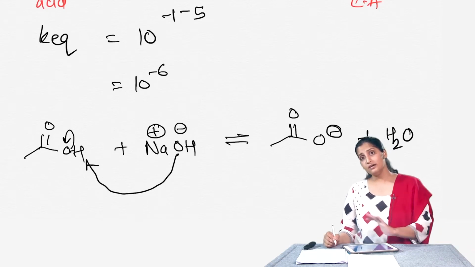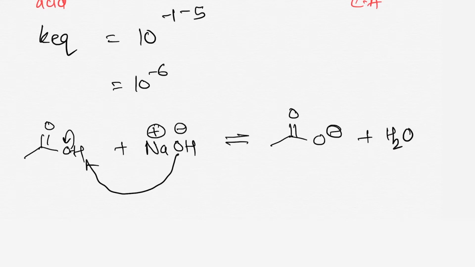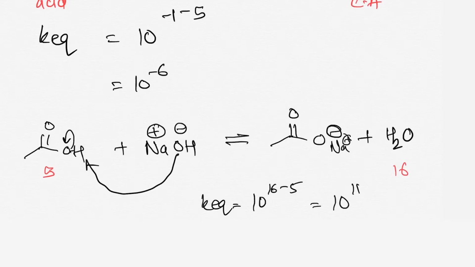Now, let us look at the Keq for the reaction. I have an acid which has a pK of 5. I have the conjugate acid. Now, instead of H3O plus, the conjugate acid now is water. In the case of H3O plus, you had a pK close to -1. In the case of water, the pK is close to 16. So, the Keq in this case will be 10 to the power right hand side pKa, which is 16, minus 5, that is 10 to the power 11.